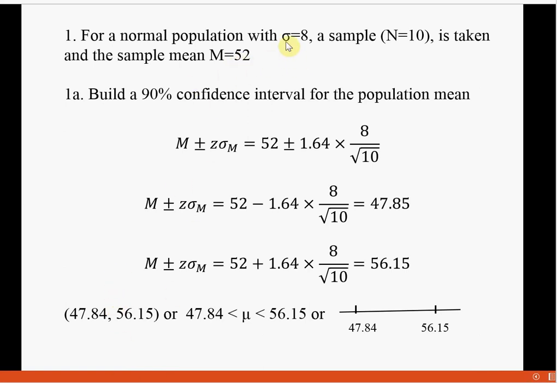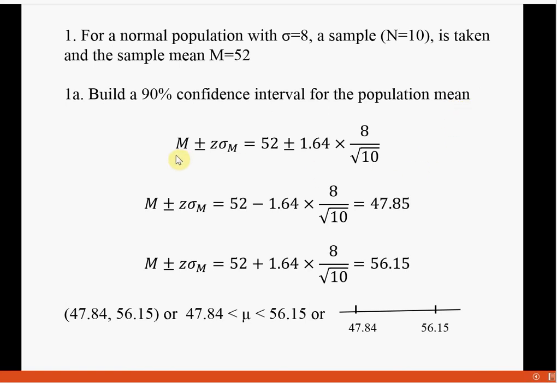Obviously, this is the case where we know the population standard deviation, and samples seem to be small. But as long as we know the population standard deviation, what score do we use? We use the z-score. 1a: build a 90% confidence interval for the population mean.